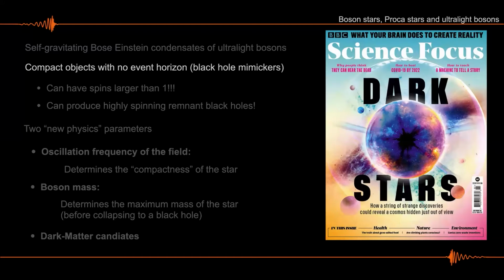In practice, these are compact objects, just like black holes, but they do not have even a horizon, and they don't have a singularity in the center. These are usually called black hole mimickers because they can reproduce the gravitational effects of black holes, both in terms of gravitational wave emission and in terms of their electromagnetic effects, like light bending and so on. The interesting aspect for us is that they can have spins larger than 1, because there is no event horizon and no singularity that can pop out of that horizon.